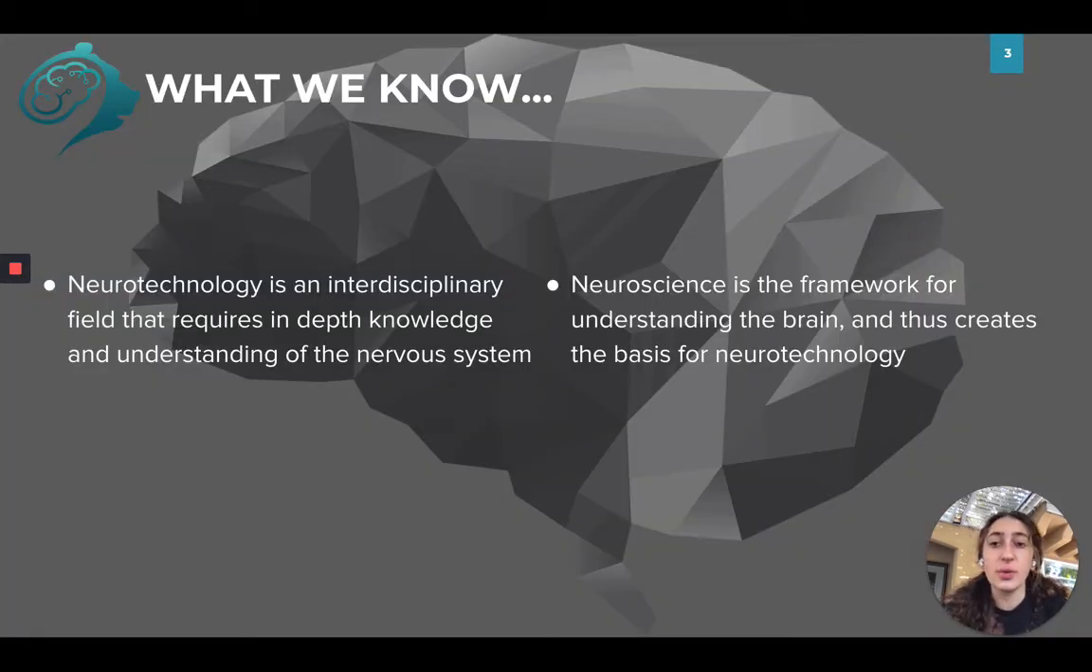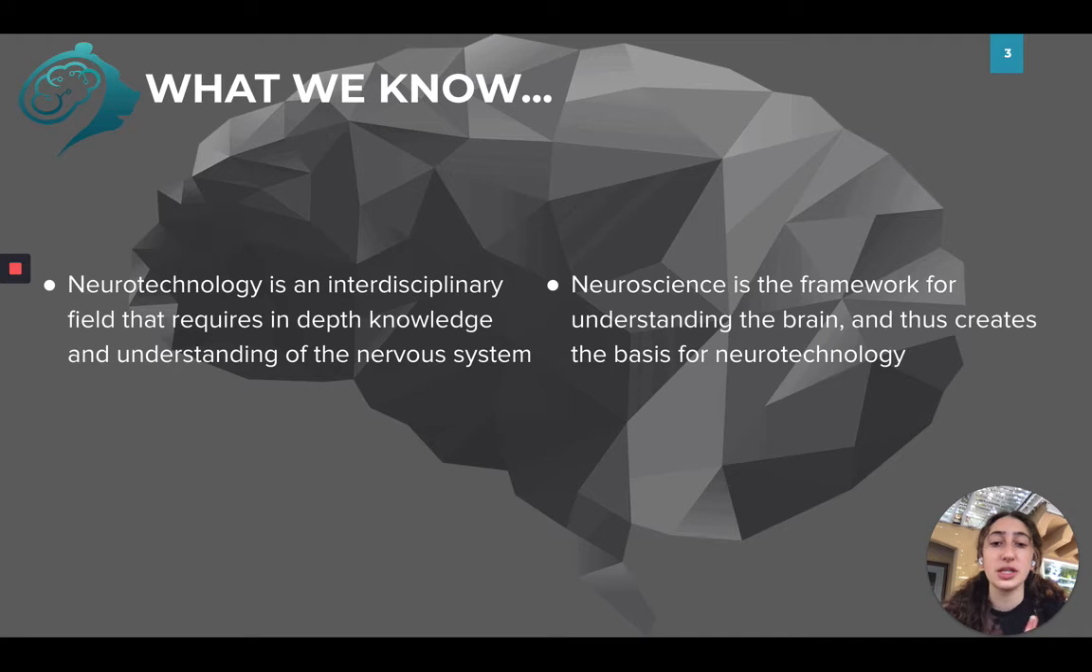So let's take a look at what we already know from the previous module and lessons. What we've established already is the interdisciplinary aspect of neurotechnology, right? It's borrowing ideas from all of these other disciplines and fields like computer science, linguistics, psych, data science, biology, and so forth. So within all of these disciplines, we can create this intersectionality of what we call neurotechnology. And it really requires understanding of the nervous system. This is the basis of neurotechnology.